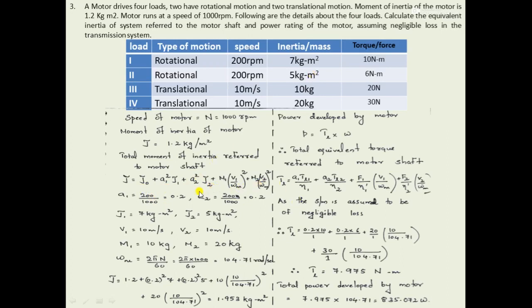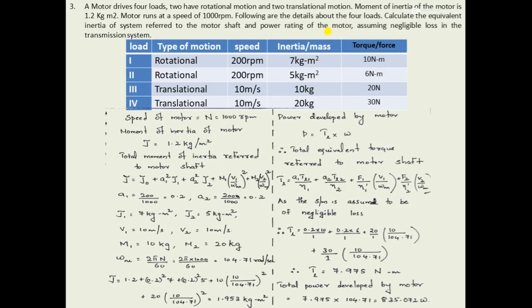After making suitable substitution we can easily find out the value of J, and in this case it is found out as 1.953 kilogram meter square. Next you are asked to determine the power rating of the motor. As we have seen in the previous slides also, the power can be identified by using the relation torque into omega.